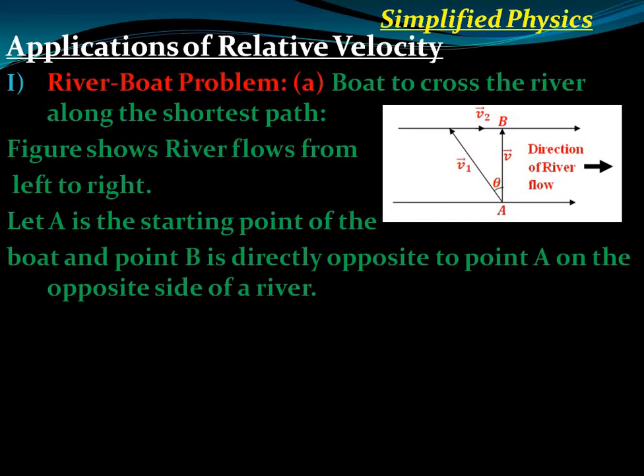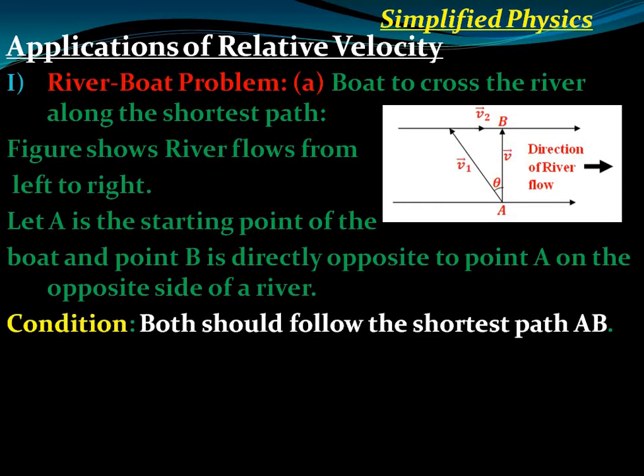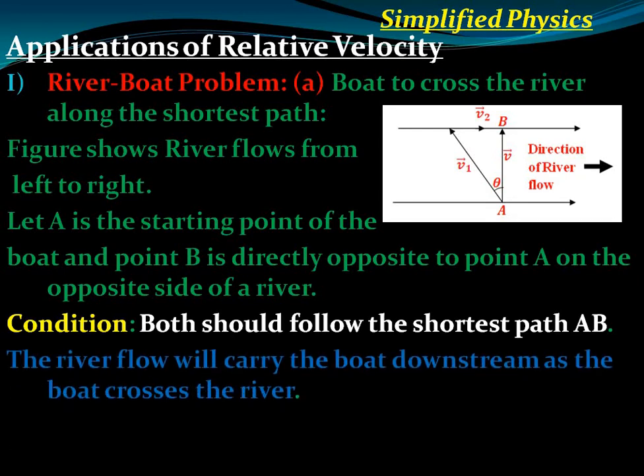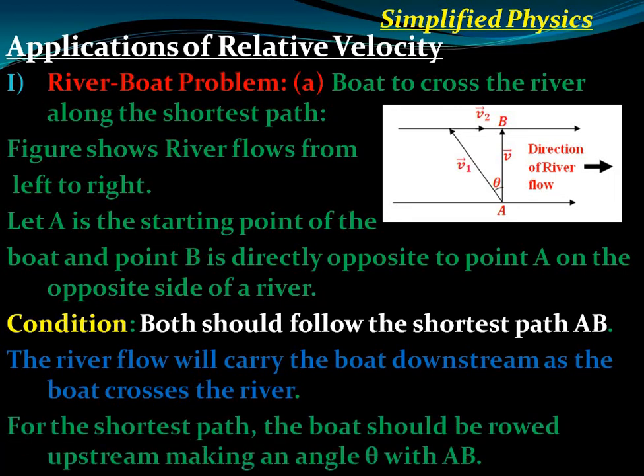Let A be the point at which the boat is at the initial or starting point, and B is exactly opposite to the point A on the shore of the river, and the condition is the boat should follow the shortest path AB. The river flow will carry the boat downstream as the boat crosses the river. Because of the flow of the river, it pushes the boat downstream. So in such condition, for the shortest path, the boat should be rowed upstream, making an angle theta with the AB.